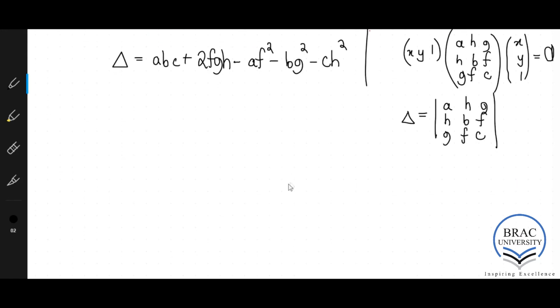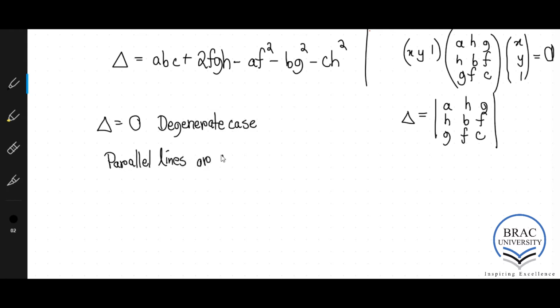Now, where this would be useful is when delta is equal to 0, we have a degenerate case. And we have like parallel lines or a straight line if this condition is satisfied: h squared minus ab is equal to 0.